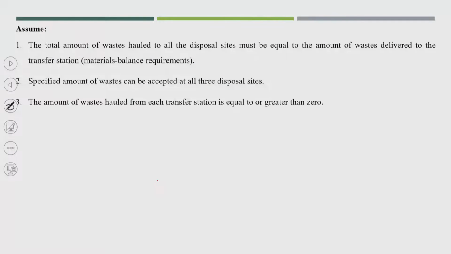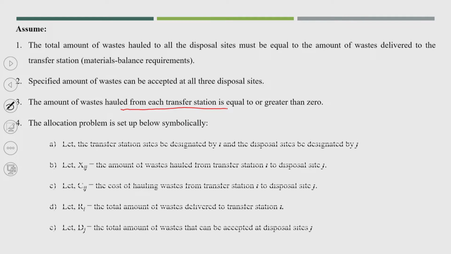And third point, the amount of waste hauled from each transfer station is equal to or greater than 0. This is also an important assumption, because the amount hauled from the transfer station is equal to or greater than 0. There will not be any negative value. A negative value would mean waste coming from the disposal site to the transfer station, which should not be possible. Next, the allocation problem is set up below symbolically.